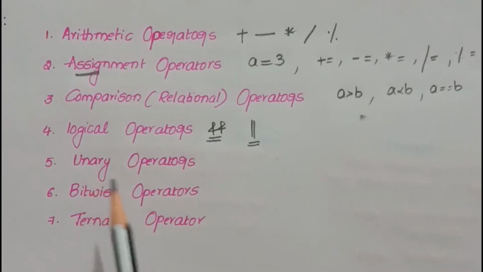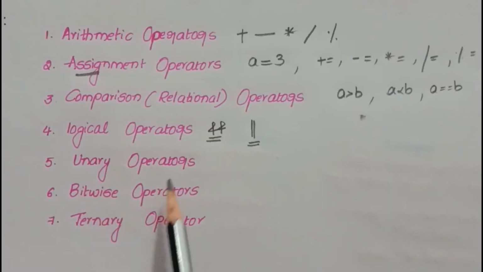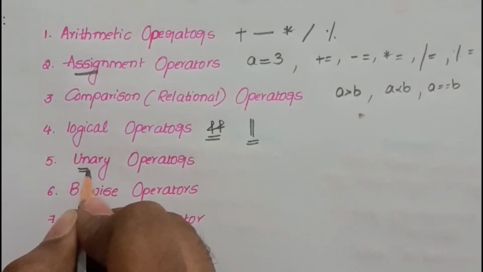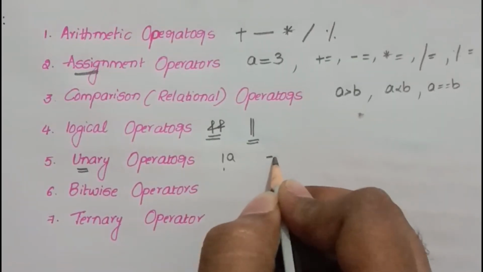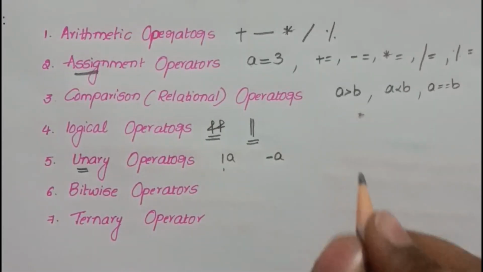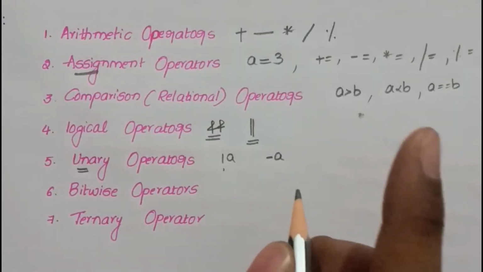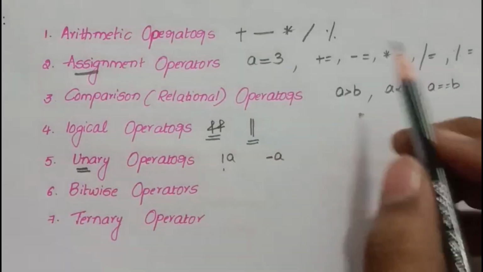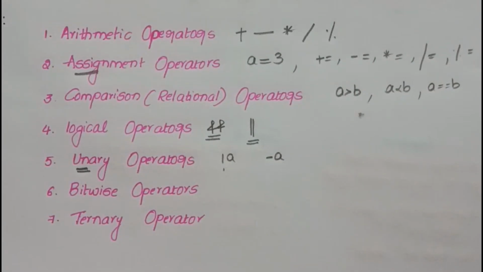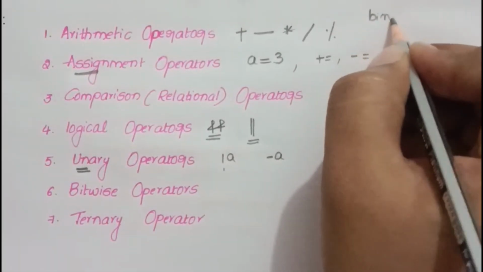And the fifth type of operators is known as unary operators. All these operators except unary operators expect two or more variables, but in the name we can see unary, meaning they expect only one operand, like not of a, minus of a. They will perform only on one variable. The operation will be performed by unary operators only on the one variable. That is known as unary operators, and all other operators which expect two variables are known as binary operators.